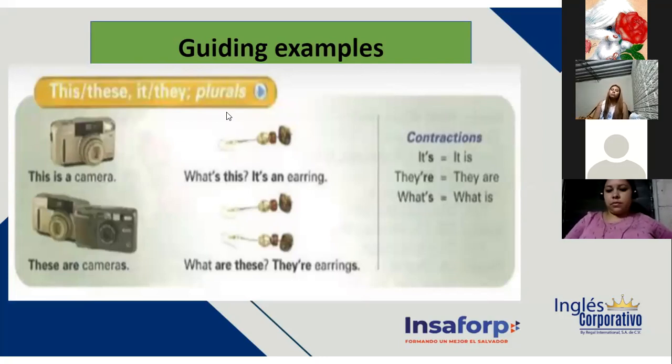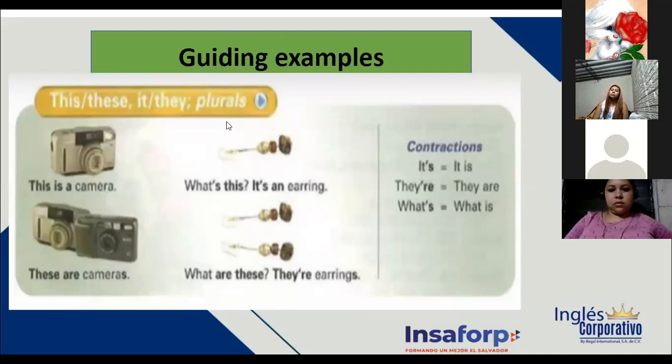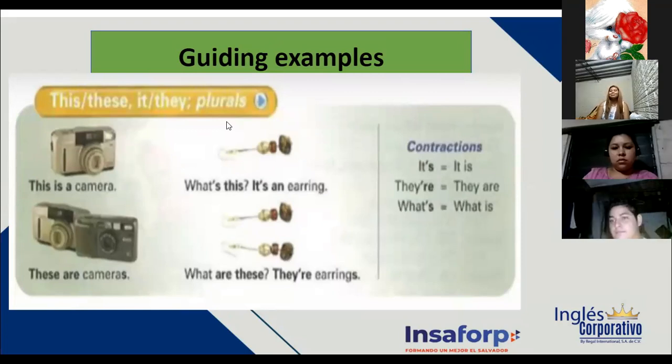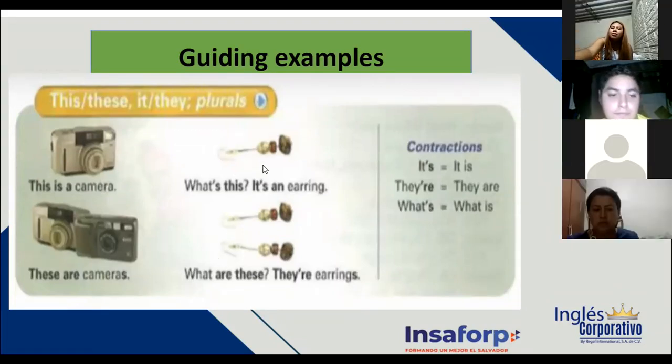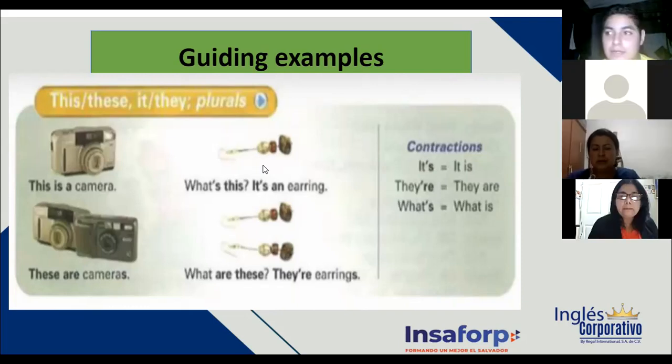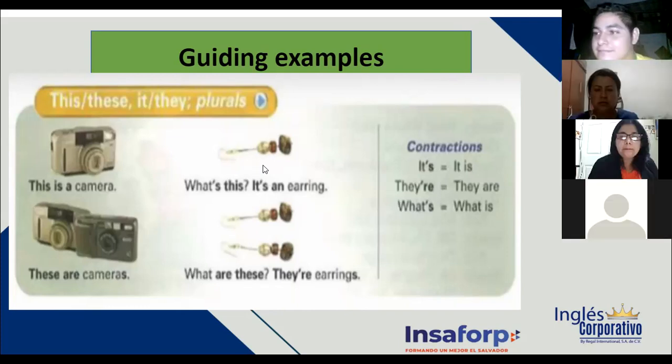We need three volunteers. Three volunteers, veamos. Jeziel, volunteer number one. Yesenia, number two. And Anayansi, number three. Sería esta el number one, esta number two, esta number three. Vamos. What's this? It's an earring. Earring. ¿Qué es esto? Es un arito. It is an earring.